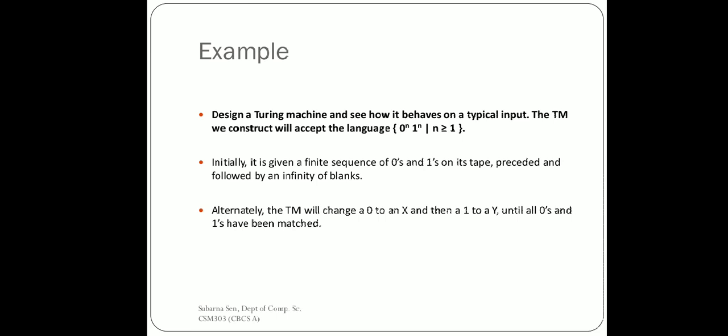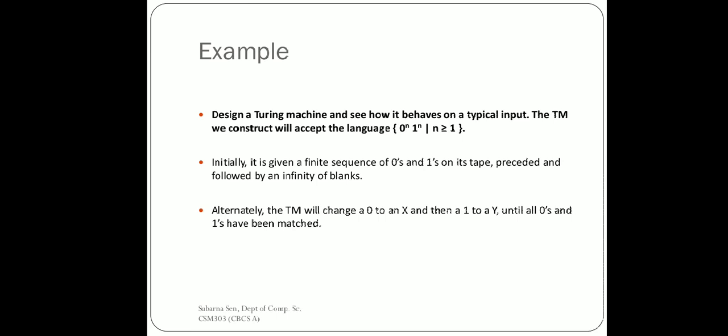Say we are given a language, and we are going to construct a Turing machine which is going to accept this language, say 0 to the power n followed by 1 to the power n, where n is greater than or equal to 1. So that means at least one 0 and at least one 1 should be there in the string, right? So how is it going to work?